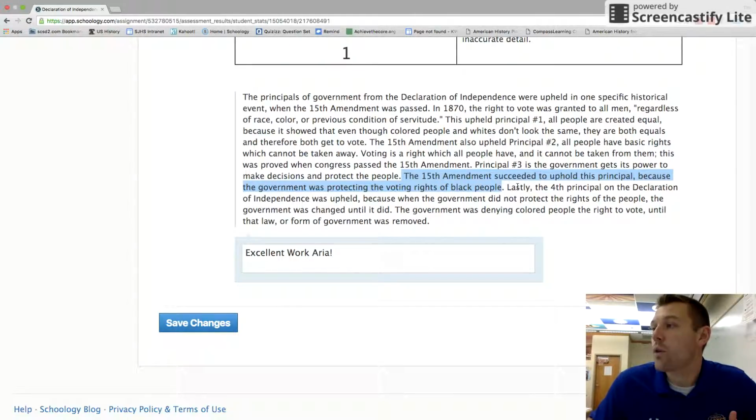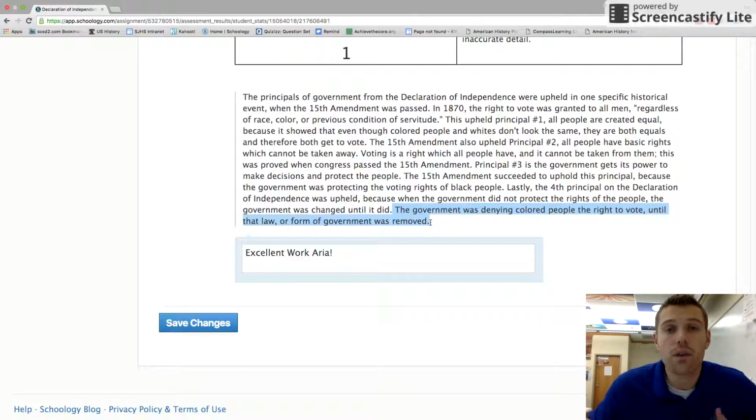The 15th Amendment succeeded in upholding that principle because the government was protecting the voting rights of black people. Finally, the fourth principle of the Declaration of Independence was upheld. I would like to know exactly what the fourth principle was, but I can figure that out by reading the rest. It says because when the government did not protect the rights of the people, the government was changed until it did. That's actually the principle right there. It could have been a little more clear, but still a good explanation. The government was denying colored people the right to vote until that part of the government was removed. Quality work, Heinemann.